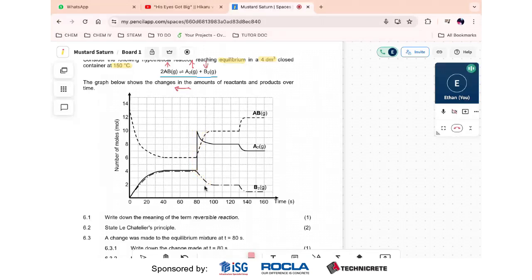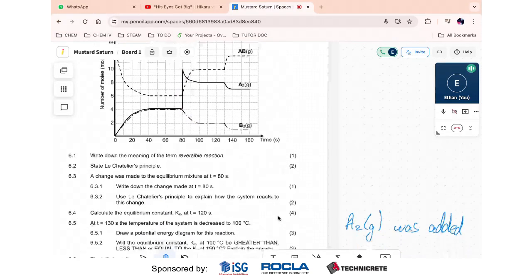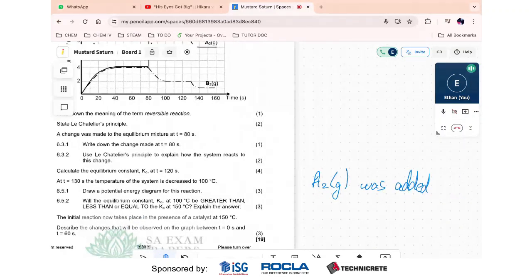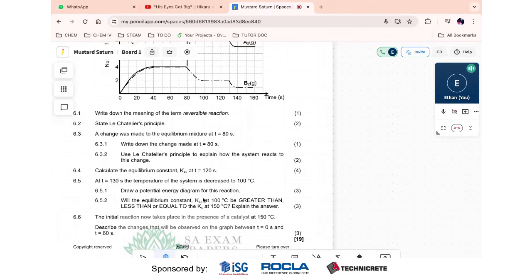So how do we phrase that? Okay. How do we phrase that so that we get the full 2 marks? Because it says explain using Le Chatelier's principle.